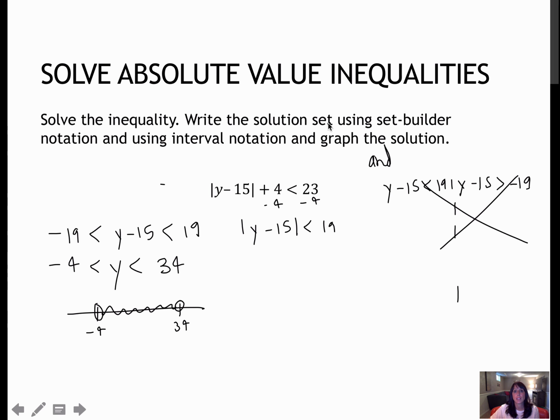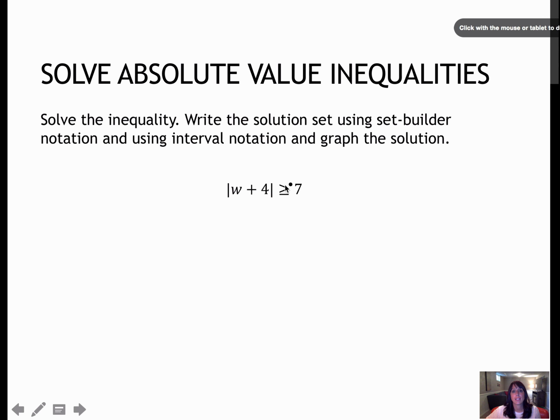Now, they want me to write the solution set using set builder notation and interval notation, so I've just graphed it. The set notation would be all of the y's such that negative 4 is less than y is less than 34. Interval notation would be from negative 4 to positive 34, neither included because there's no or equal to.